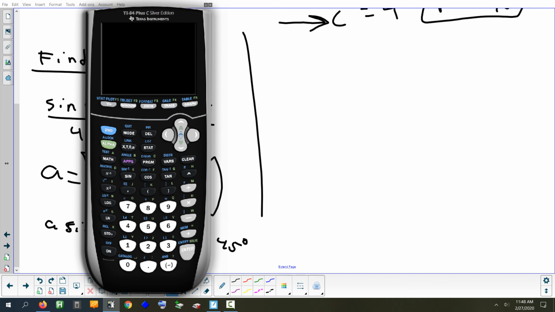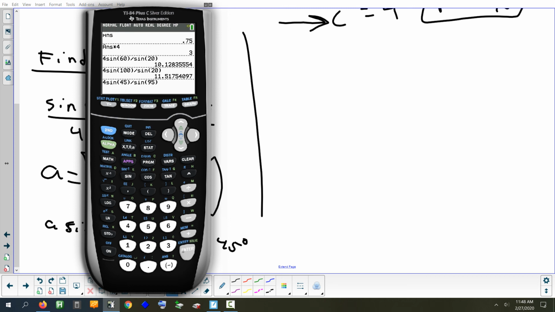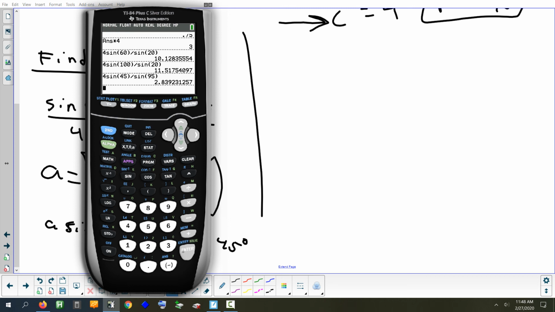So let's see what we get. 4 sine 45 divided by sine 95. So we get 2.839.